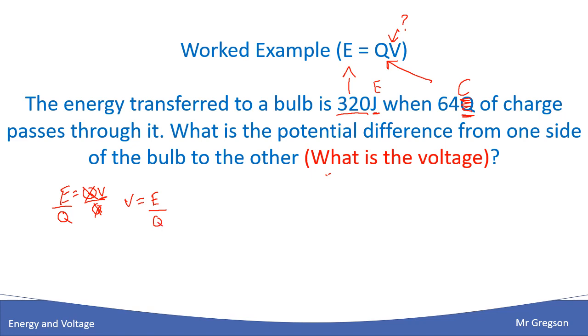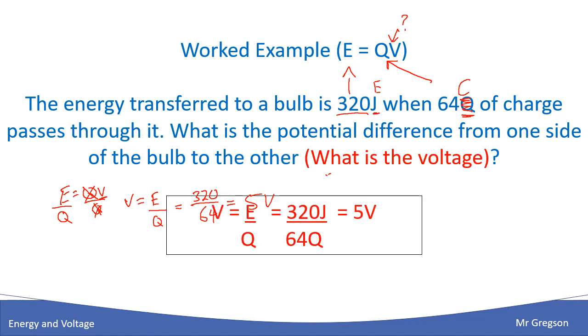So now all we have to do is substitute in the numbers that we've done up the top. So we have energy of 320 joules and a charge of 64 coulombs, and 320 divided by 64 is, oh, nice round number, 5 volts. Very important, add the units in. Just to confirm, it's appeared on the screen.